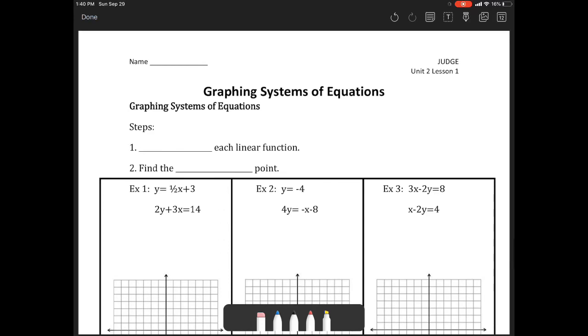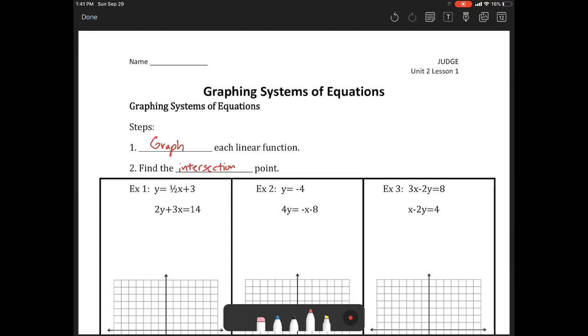Okay guys, so first thing we're going to be talking about today is graphing systems of equations. So this is our Unit 2 information. With graphing systems of equations, the first thing we have to do is graph each linear function. Remember guys, linear function solely means a straight line, so we're not going to have any curves or anything like that. Second thing you have to do when we're graphing systems of equations is find the intersection point. When we find the intersection point, guys, that's usually our solution.